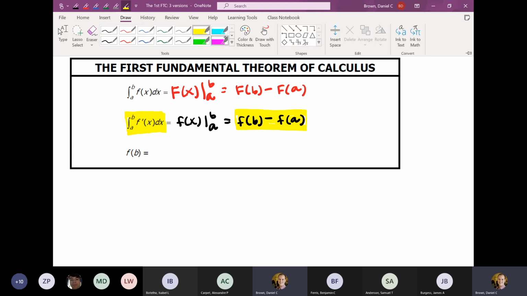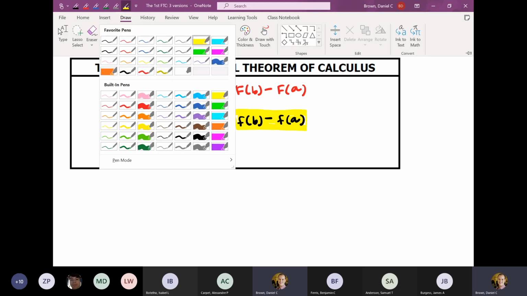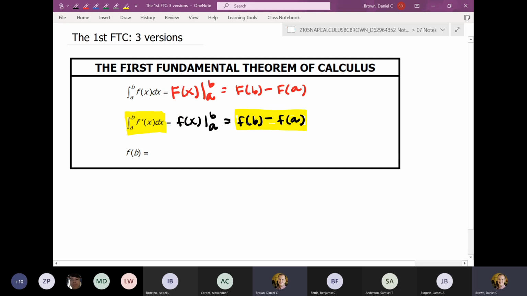So treating what I highlighted as kind of like an equation, if you were to solve for f of b, you basically just add this f of a to both sides. Adding f of a to both sides, you would end up having that f of a added to the integral from a to b of f prime of x dx. That version of the first fundamental theorem of calculus is going to be super powerful to us, especially when we're looking at these formulas and the word problems.